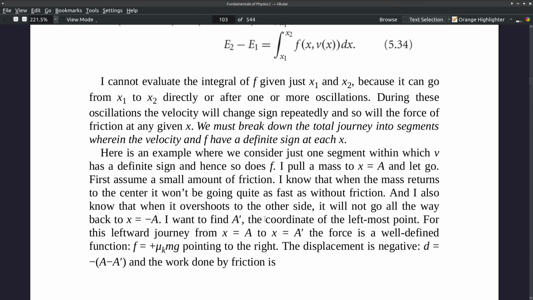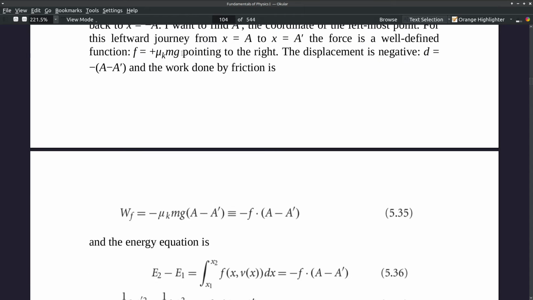I want to find a prime, the coordinate of the leftmost point. For this leftward journey from x equals a to x equals a prime, the force is a well-defined function. F equals plus or minus, I'm going to be honest, I can't remember what that symbol's called off the top of my head. That's mu. Mu. Yeah, as soon as you said it, I remember. Mu sub k mg pointing to the right.